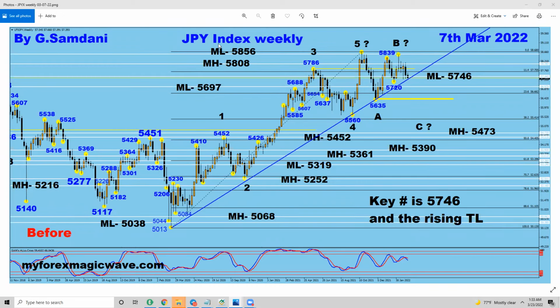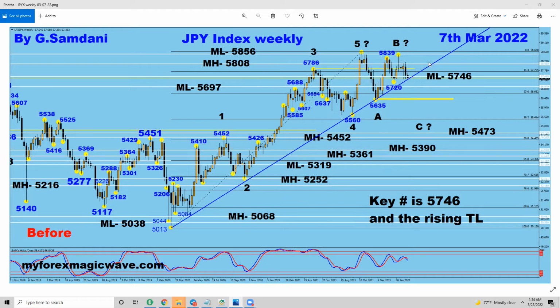I'm making this small video about the yen index and the trades that happen on the back of this yen index analysis. This is the chart I made on the 7th March, the yen index weekly chart. As you can see, the price was at the TL, so I wrote down here: key number is 57.46 and the rising TL. I was expecting a bounce. I forgot to mark the yellow mark I usually do, but the idea was that the TL is going to hold, then we will go up.